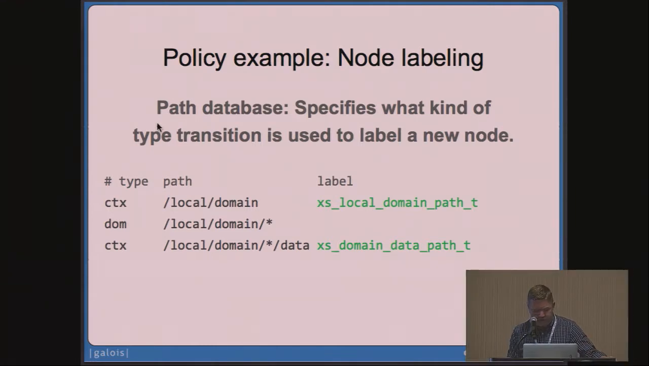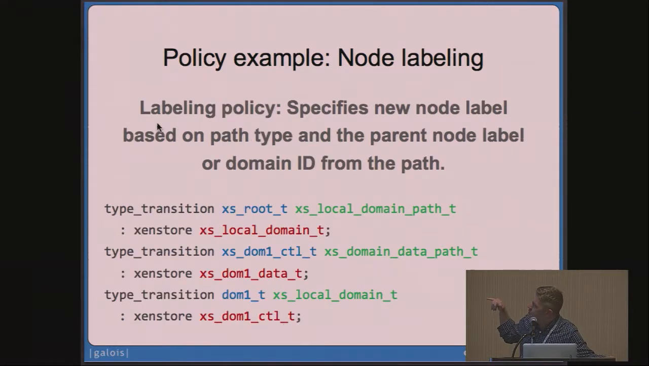And then what we do is we write this first type transition here, where we have the parent node in blue and the path type that we just saw in the path database in green. So what this is saying is that if I'm creating an xenstore local domain path T, and I'm creating it with a parent of xenstore root T, then the computed label is in red here, xenstore local domain T. So the reason we have this level of indirection is that this local domain path T might result in a different computed label if it were somewhere else in the tree. So we have control over labeling based on where the node is actually occurring in the layout of XenStore.